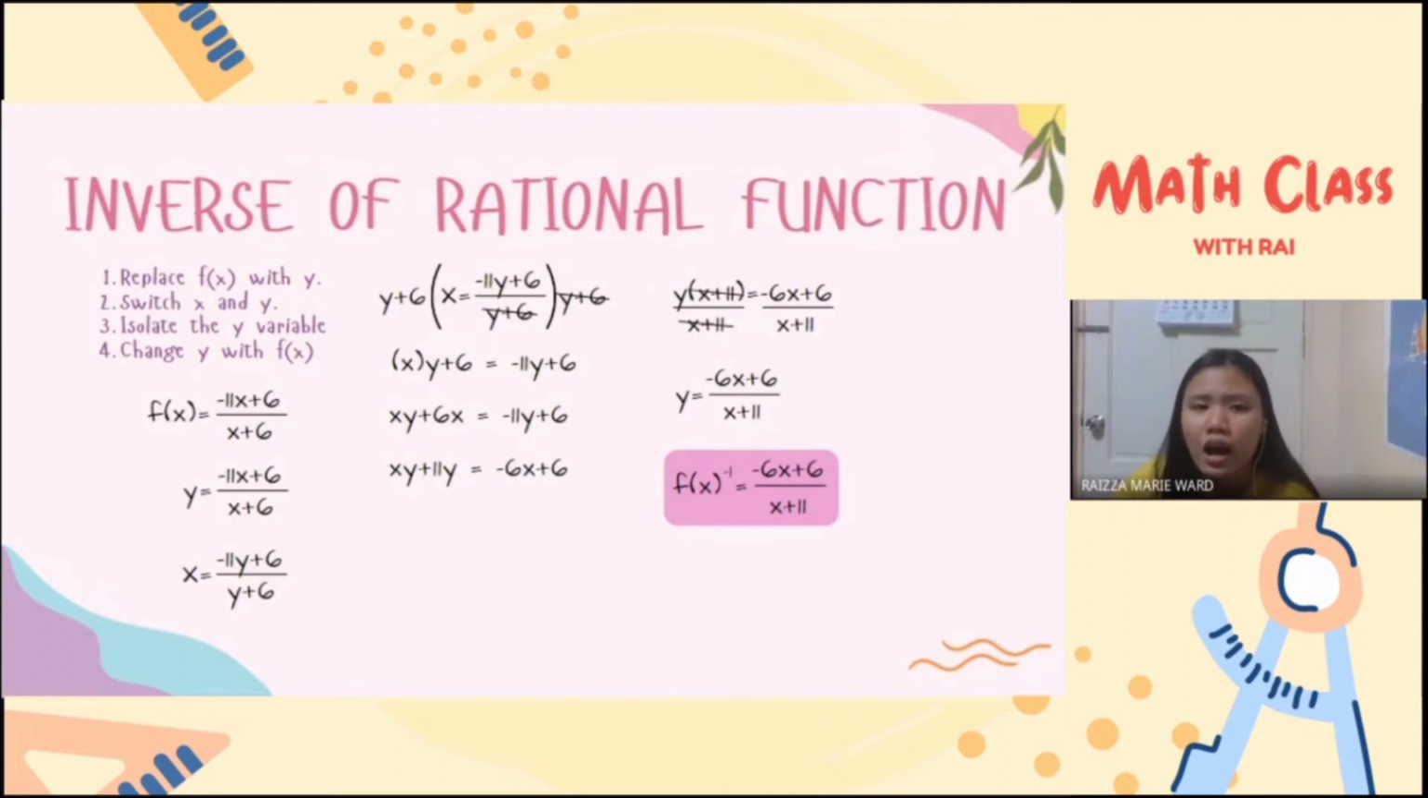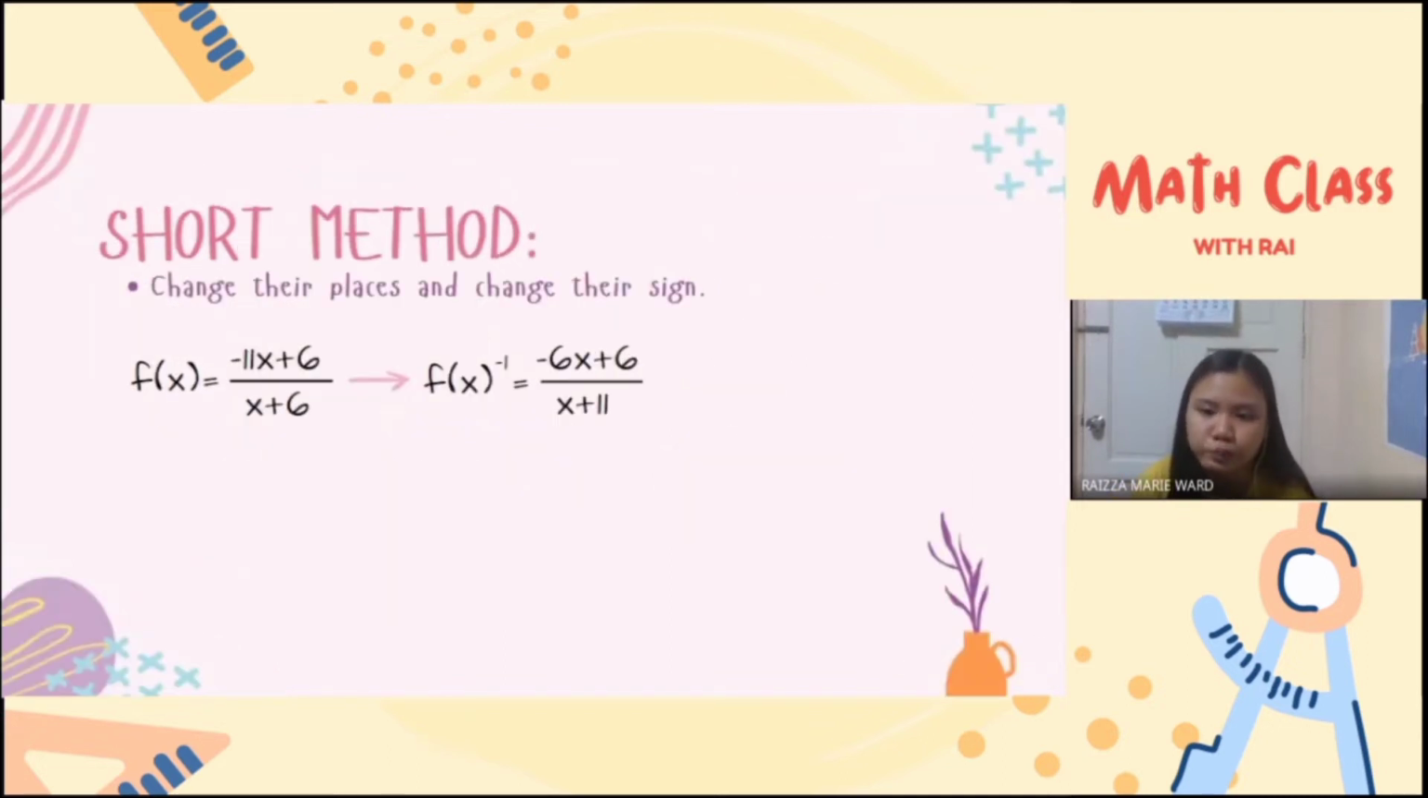I know that the process of this is quite long and complicated. Kaya naman, I will show you the short method that I have learned from school. There are only two steps, which is to change their places and change their sign. So, ito yung given natin kanina. First step is to change their places. Yung negative 11 na coefficient ng leading term sa numerator is mapupunta on the denominator sa right side, magiging constant. And papalitan natin yung sign, pag positive, magiging negative siya, and pag negative, magiging positive.